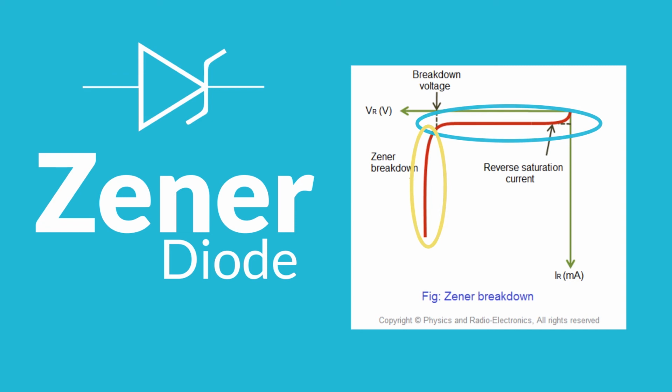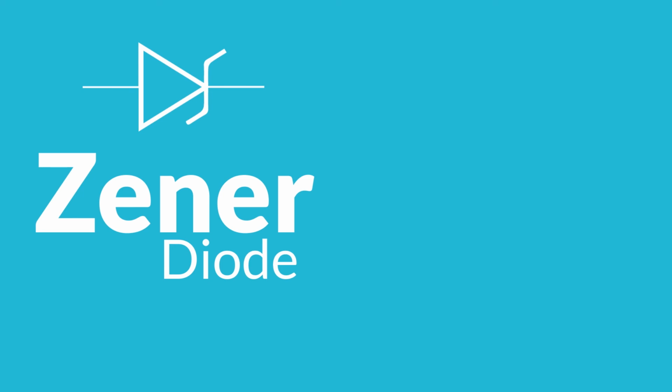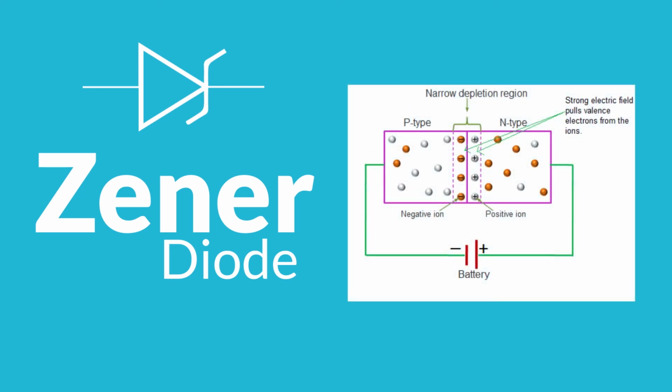But why? When the voltage hits the Zener breakdown voltage, the electric field in the depletion region is strong enough to pull electrons from their valence band in the depletion region. The valence electrons then become free electrons. These free electrons carry electric current from one place to another.